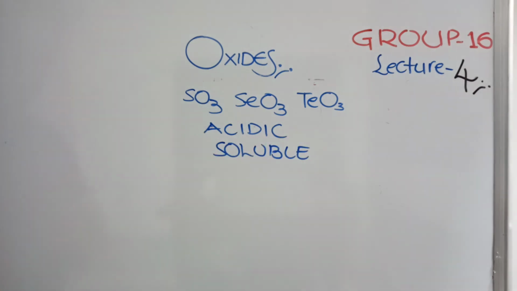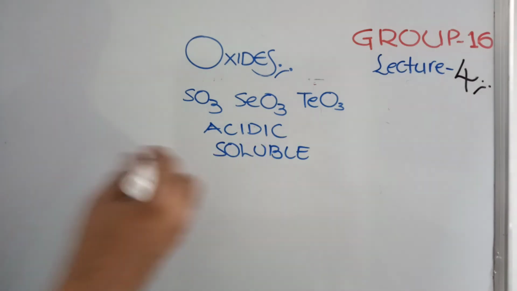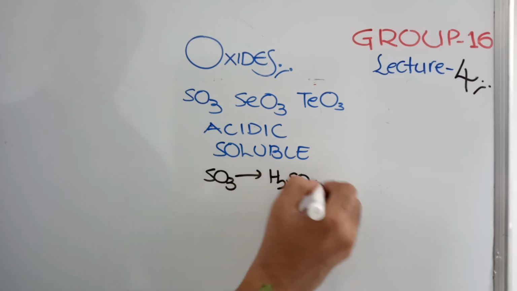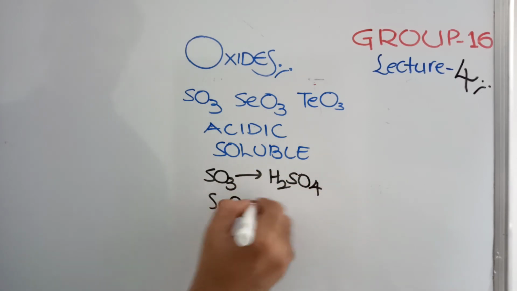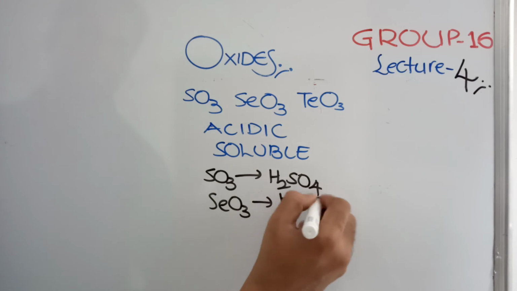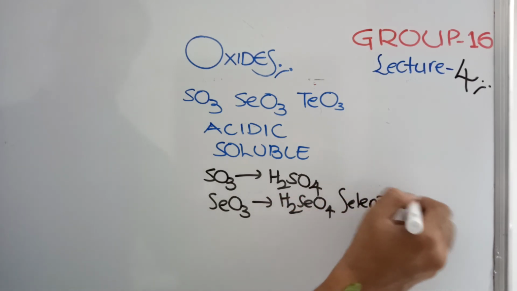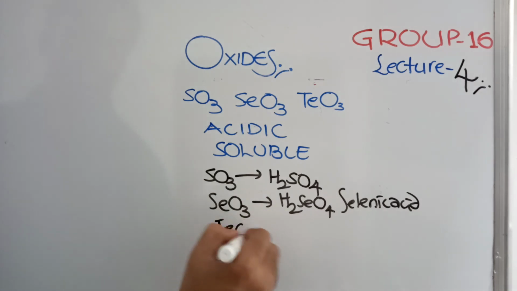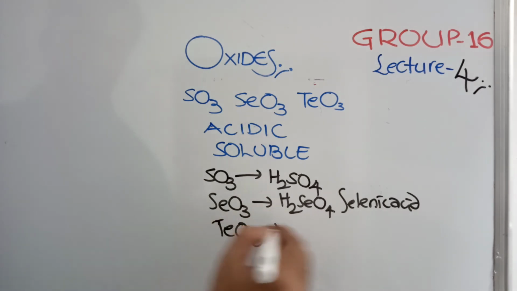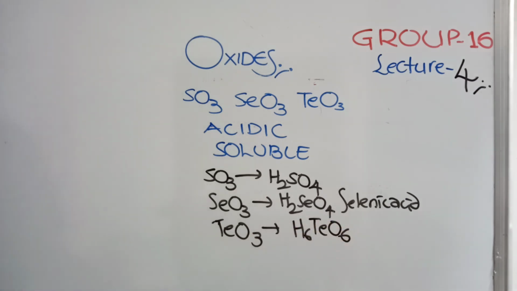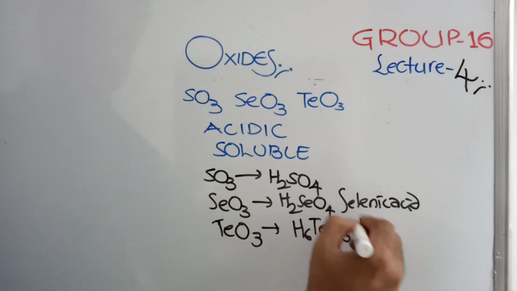What happens when they are soluble in water? SO3 gives H2SO4. SeO3 gives H2SeO4, selenic acid. And TeO3 gives, very interestingly, don't expect H2TeO4, it is H6TeO6. Hexa, Te(OH)6, you can say. This is telluric acid.